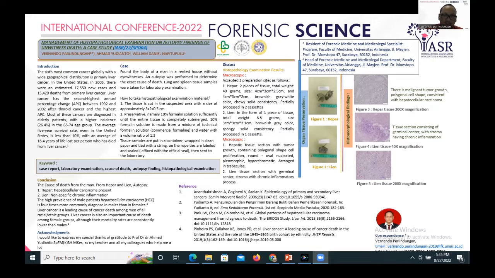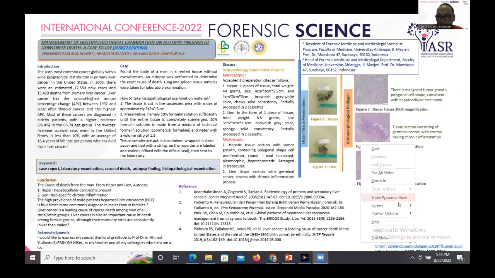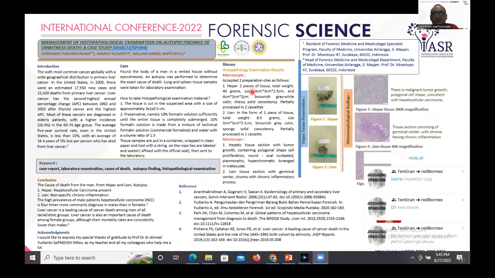Tissue samples are put in a container wrapped in clean paper and tied with a string. On the rope, ties are labeled and sealed, affixed with the official seal, and sent to the laboratory. Discussion. We discuss the microscopic histopathological examination results received at the preparation site as follows.